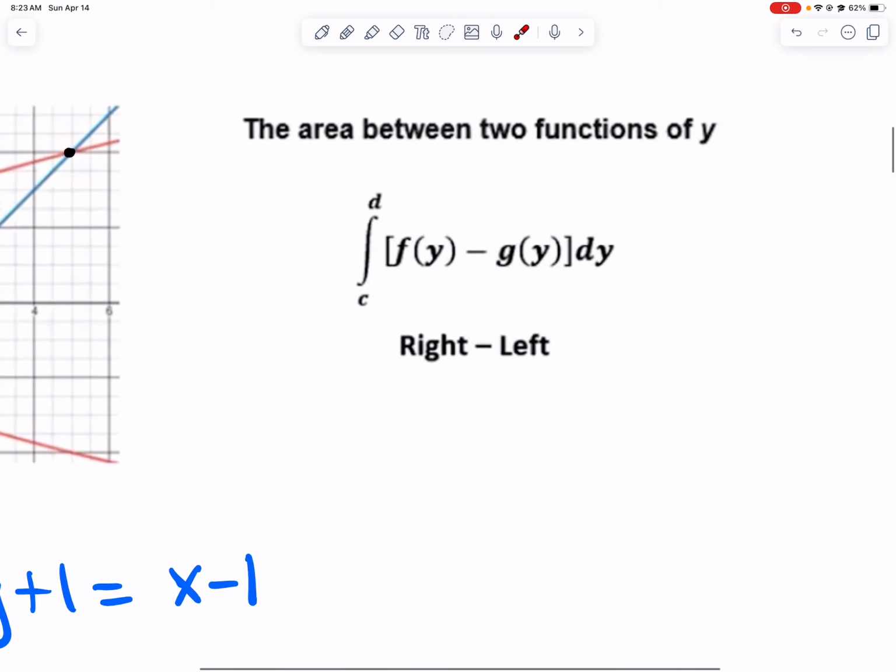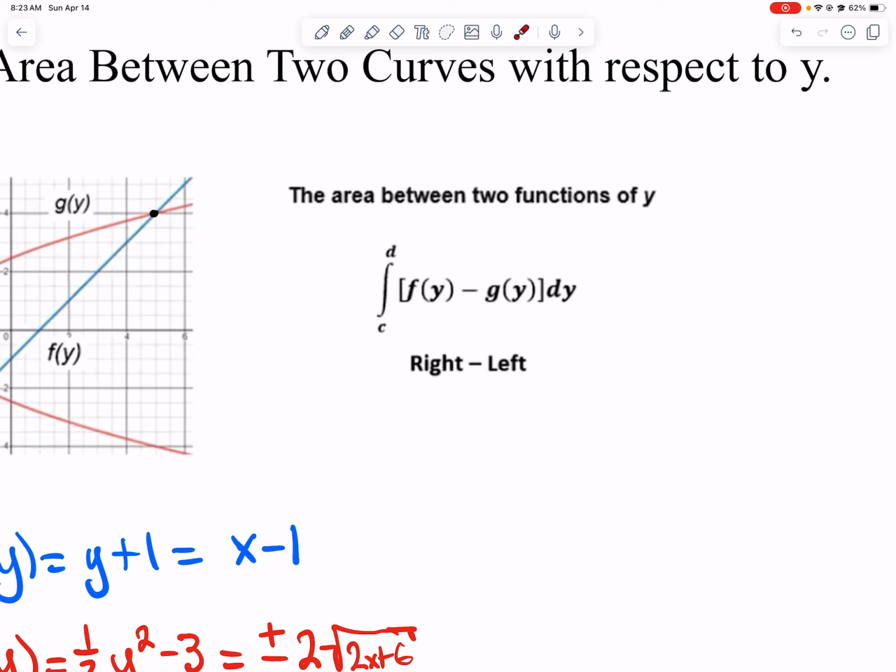So they give us this formula. Because we have some experience with this, we could probably get right into it. So these are in terms of y. That'll be our big difference. G of y, f of y, dy. Everything's in terms of y.